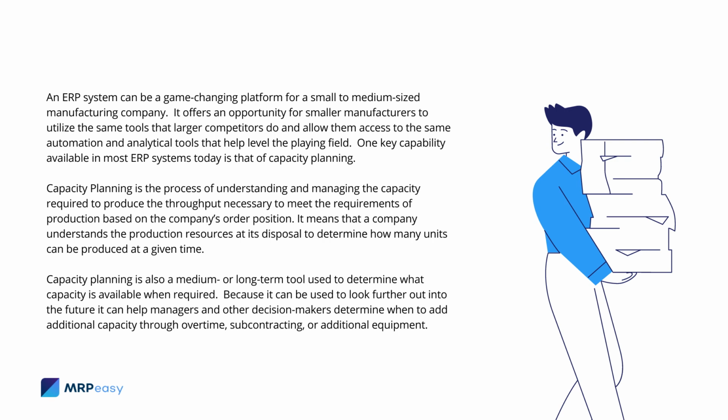Capacity planning is the process of understanding and managing the capacity required to produce the throughput necessary to meet the requirements of production based on the company's order position. It means that a company understands the production resources at its disposal to determine how many units can be produced at a given time. Capacity planning is also a medium or long-term tool used to determine what capacity is available when required. Because it can be used to look further out into the future, it can help managers and other decision makers determine when to add additional capacity through overtime, subcontracting, or additional equipment.